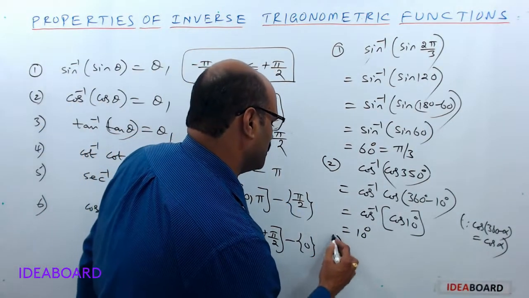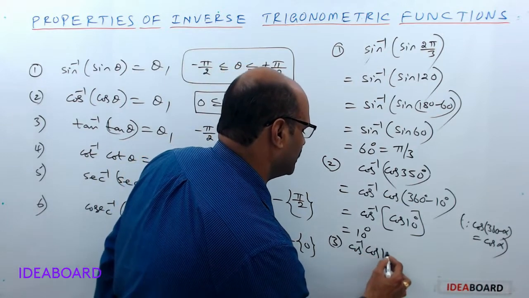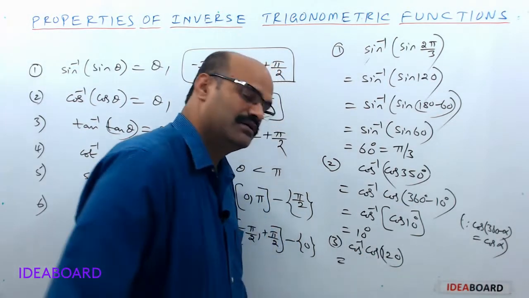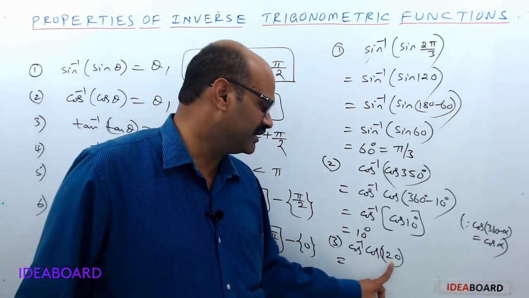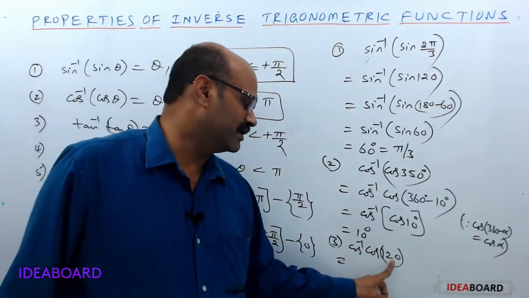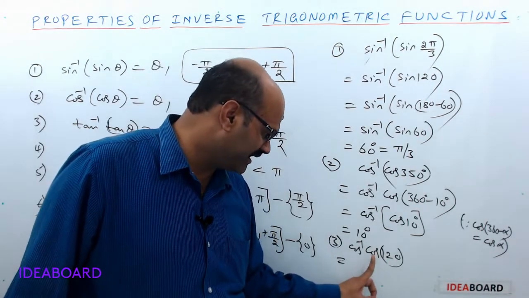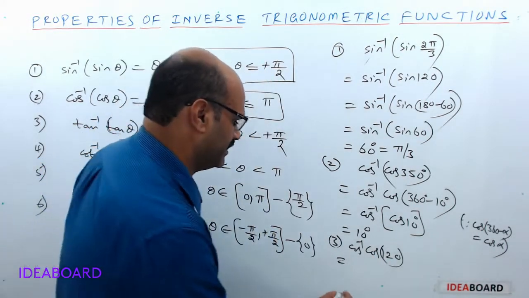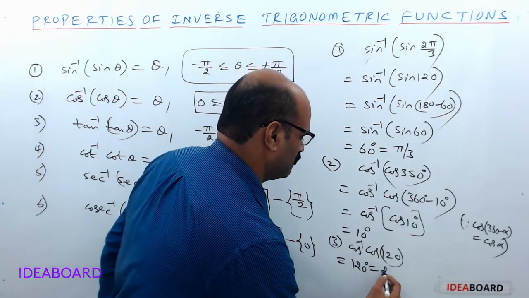Suppose you have cos inverse of cos 120. We have to verify whether 120 lies between 0 and pi. Clearly 120 lies between 0 and pi. So directly we can write this equal to 120 degrees equal to 2 pi by 3.